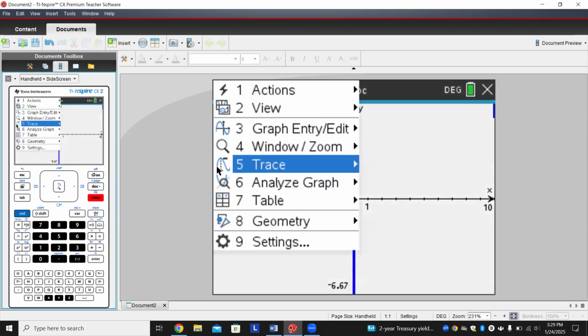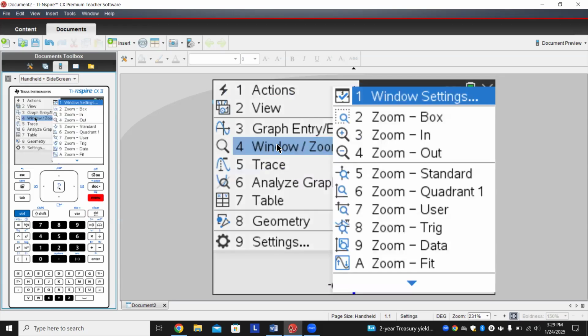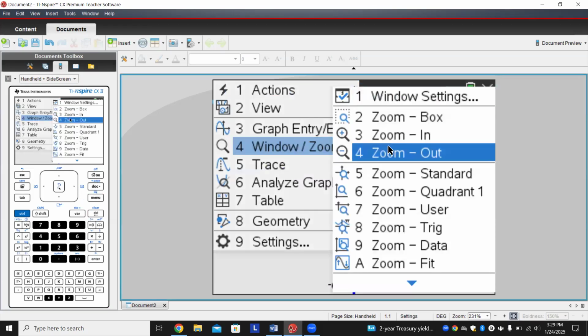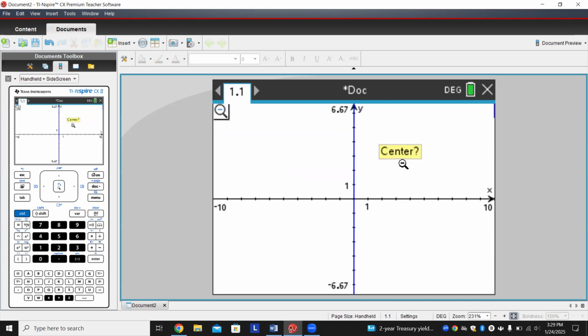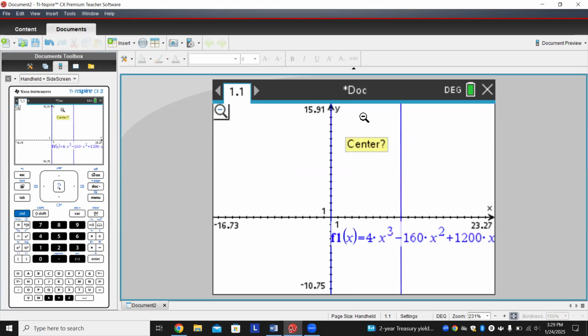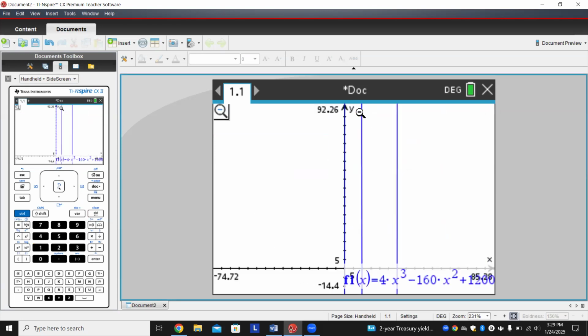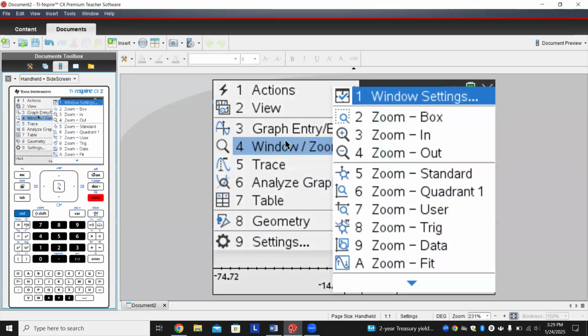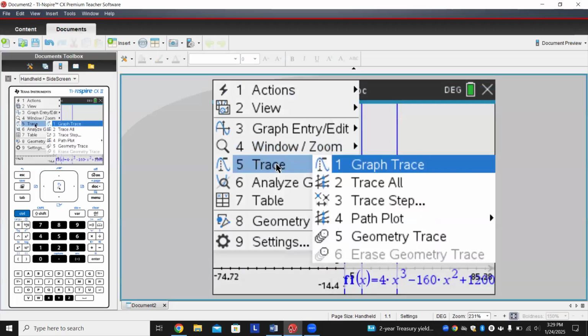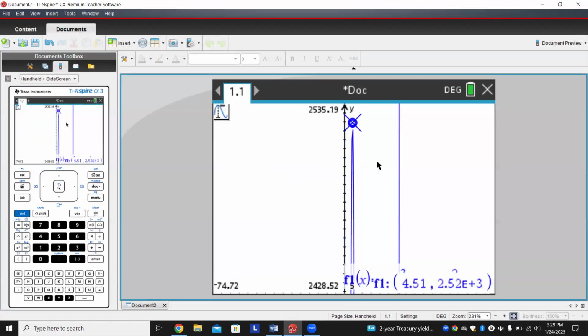My best advice is to go to window zoom out, so menu 4, and just hit it a couple of times. I would stop about right there. You can see that's only getting smaller. And then I would go to menu, trace, and graph trace. You can hit left and right to move around the graph, but you're really looking for this icon that says max.